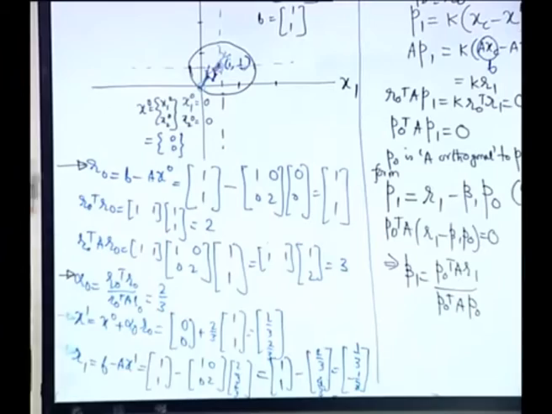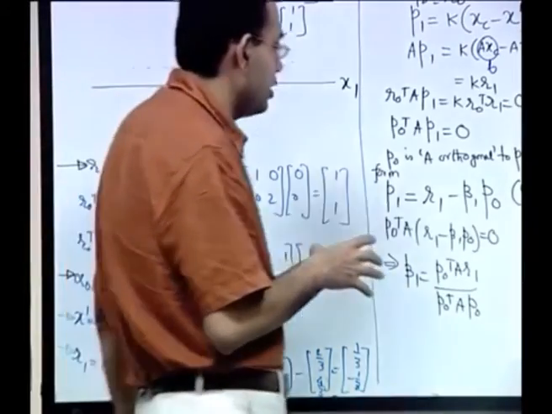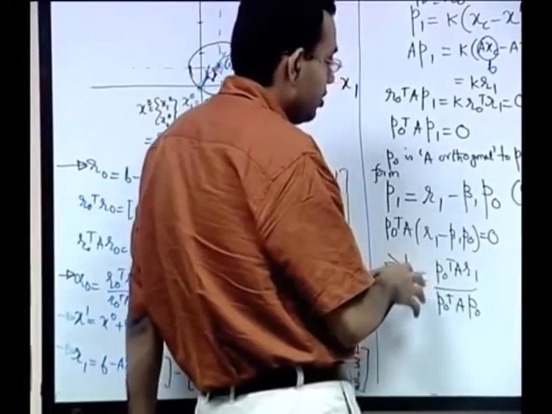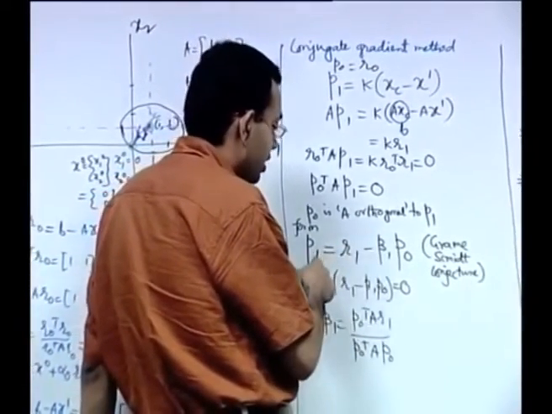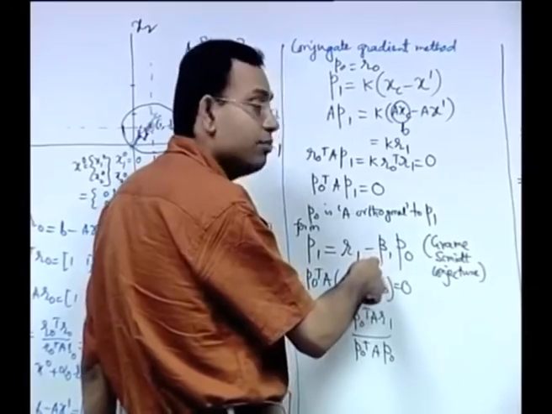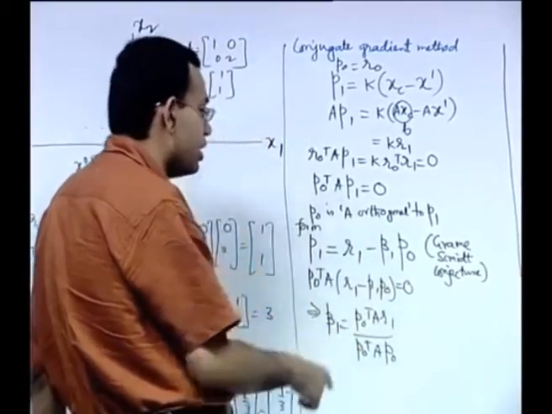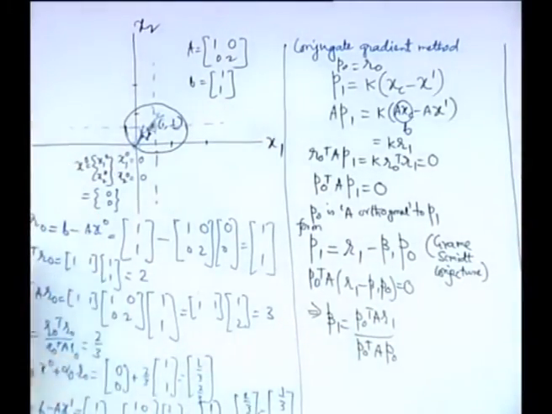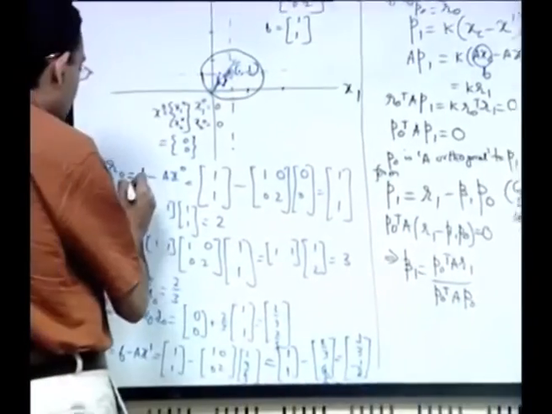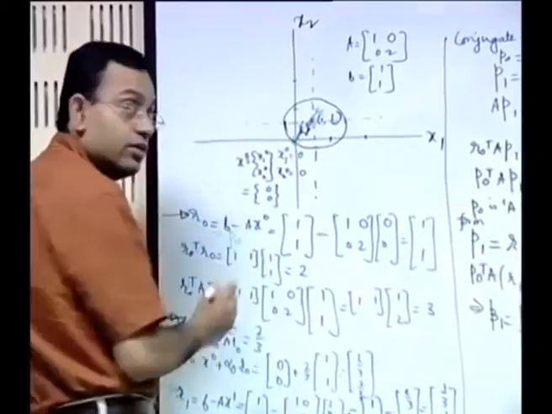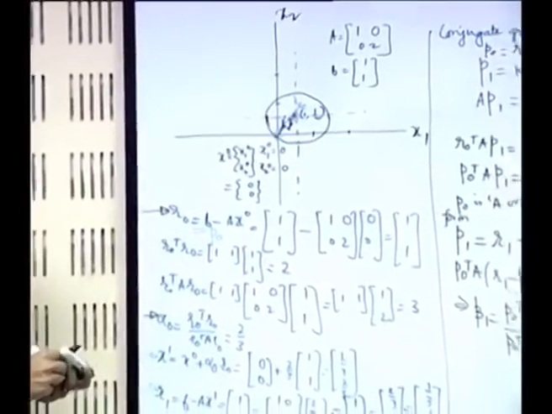Now, in the conjugate gradient method the subsequent steps will require what? Next you will require the calculation of P1. For that you need to calculate beta 1. So let us calculate what is beta 1. Remember that R0 and P0 are the same, so R0 is equal to P0.